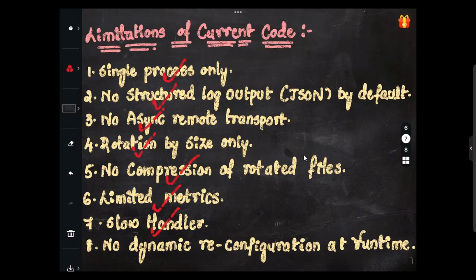So the final one here would be no dynamic reconfiguration at runtime, right? Whether it may be levels or the handlers, we could add a safe config update mechanism as well. Yep, so these are some of the things that we need to keep in mind. We have discussed the limitations of the current code.